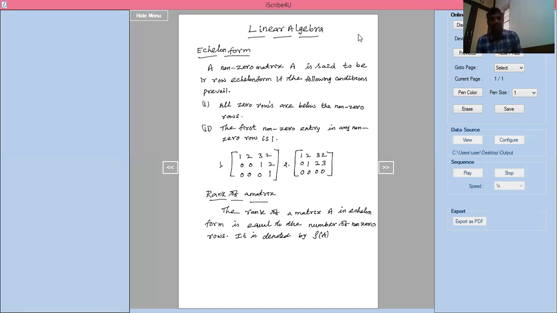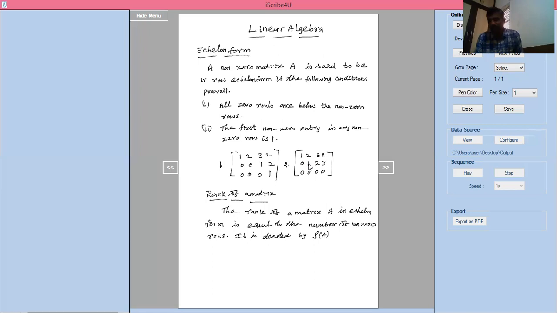For example, if you take this example, how many rows are there? 3 rows: first row, second row, third row. This is a non-zero row, this is also non-zero, this is also non-zero. For the first example, in echelon form, the rank is 3. In the second example, the number of non-zero rows is 2. Here 2 non-zero rows are there and 1 zero row, 3 rows in total. So the rank of the matrix is 2.